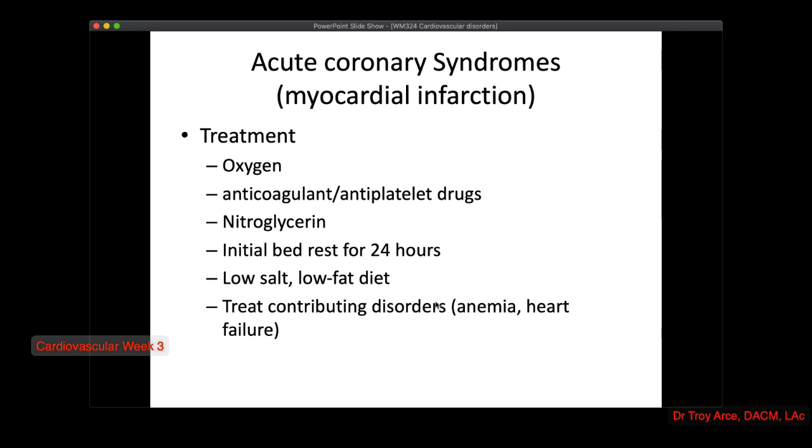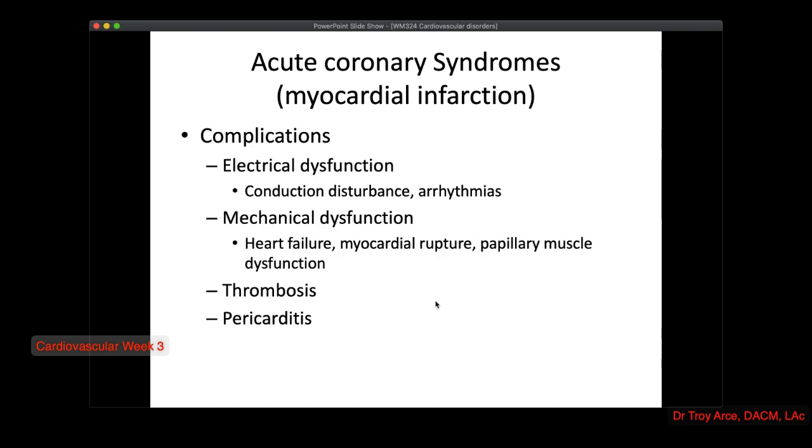Acute coronary syndrome, myocardial infarction. The way we treat it is with oxygen, anticoagulants, and antiplatelet drugs. We're going to use nitroglycerin. Initial bed rest for 24 hours, low salt diet, low fat diet. We're going to treat contributing disorders, anemia, heart failure. Complications. There's electrical dysfunction, right? So there's going to be conduction disturbance and arrhythmias. Mechanical dysfunction: heart failure, myocardial rupture, papillary muscle dysfunction, thrombosis, and pericarditis.